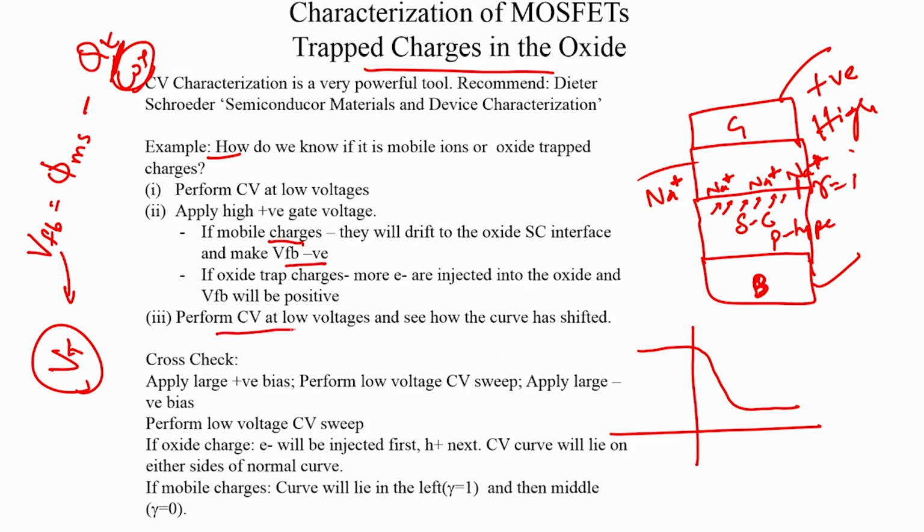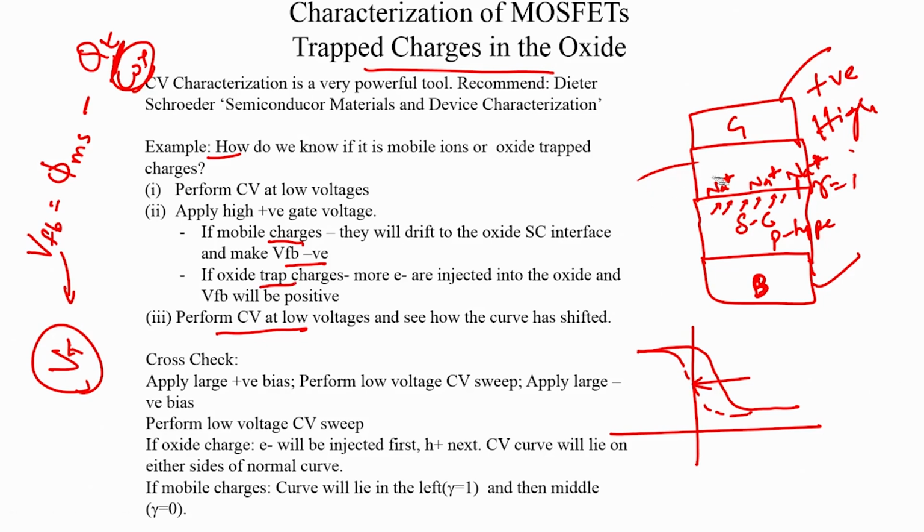And now, if mobile charges are the cause, the flat band voltage would have reduced. And if you now perform a CV characteristics at low voltages, you will find that the CV characteristics has shifted a little bit to the left. And this is a potential indicator of mobile ions being present in your MOS, in your insulator. On the other hand, if it is oxide trap charges, what would happen?